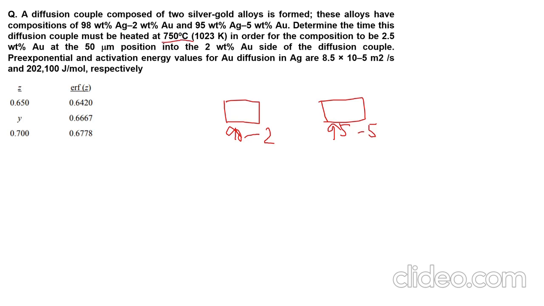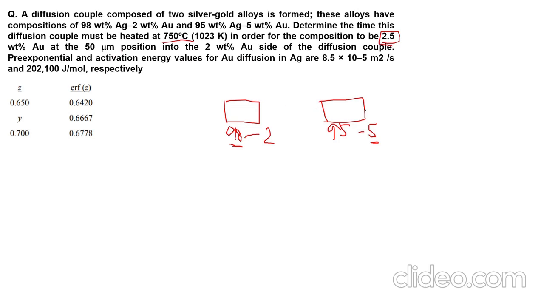Whenever you are heating a material, you expect diffusion to take place. Once the diffusion takes place, you have some movement of the ions from higher concentration to lower concentration. Okay. So here you have a silver rich concentration. You have a gold rich side, right? So when we are saying that you want to achieve a composition of 2.5, this is the final composition to be achieved, 2.5 at a 50 micrometer position into the 2 weight percentage gold side.